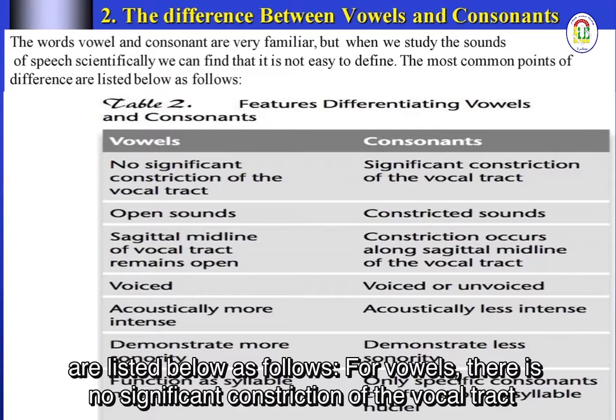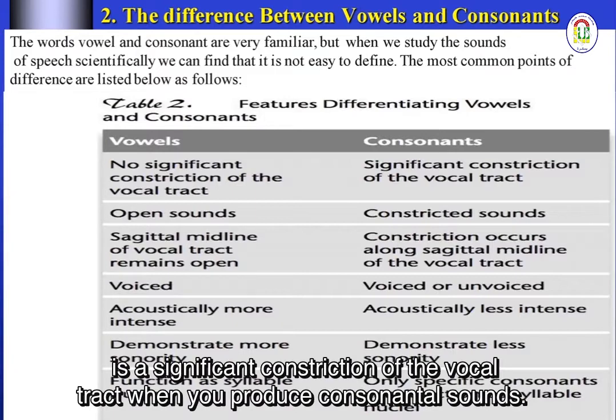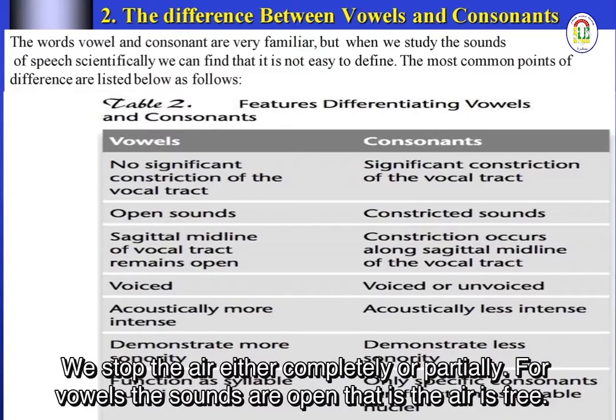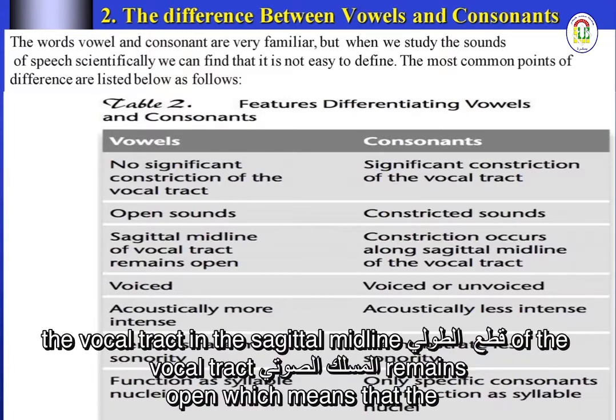For vowels, there is no significant constriction of the vocal tract. It means that we do not stop the air when we produce the vowel sounds. For consonants, there is significant constriction of the vocal tract. When we produce consonantal sounds, we stop the air either completely or partially. For vowels, the sounds are open, that is, the air is free. For consonants, the sound is constricted. It means that there is a blockage of the air somewhere in the vocal tract.